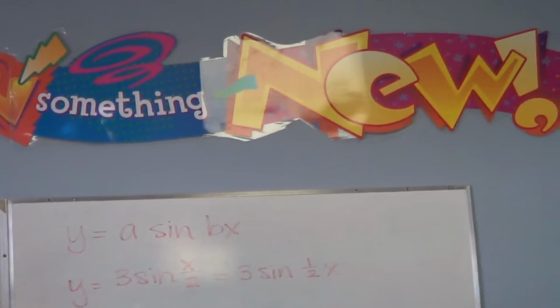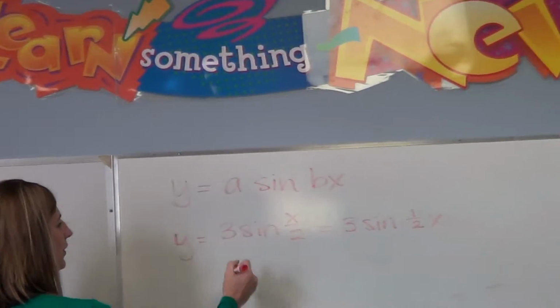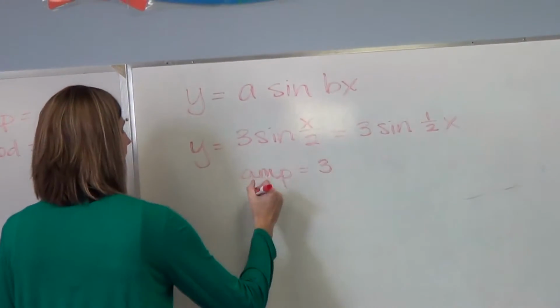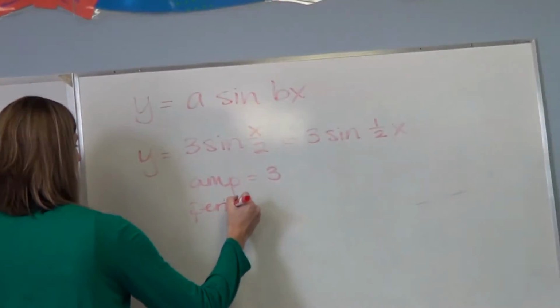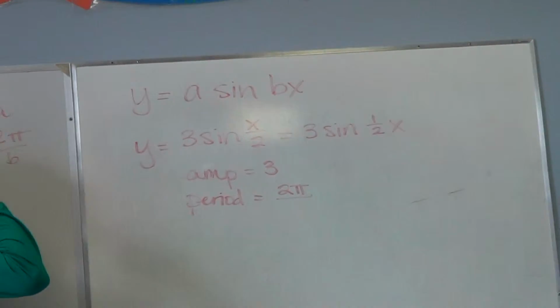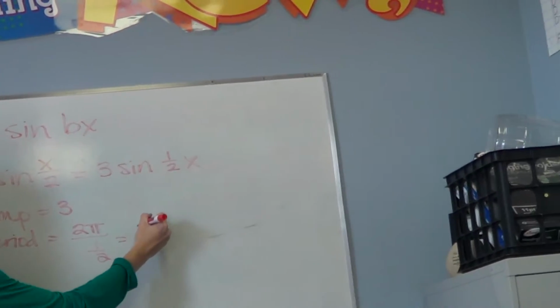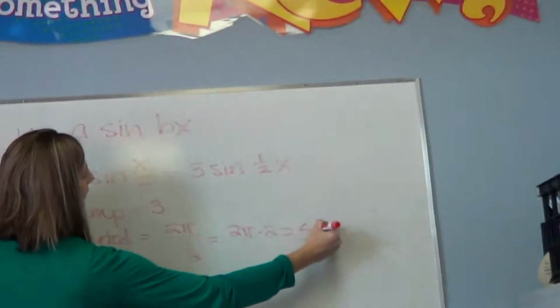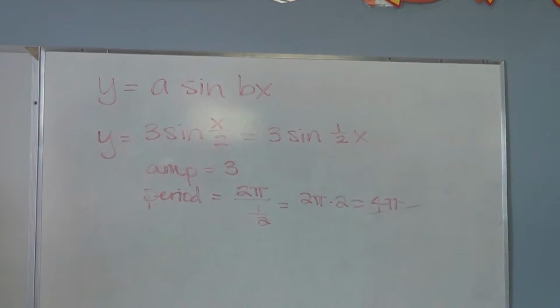Make sense? So the amplitude is what? 3. And the period is going to be 2 pi divided by 1/2, or in other words, 2 pi times 2, which is going to be 4 pi, right?